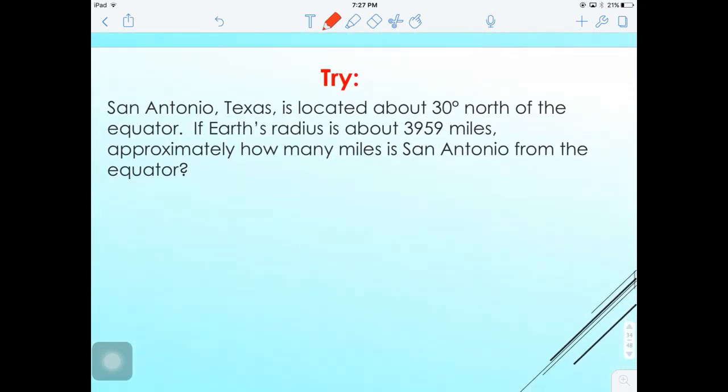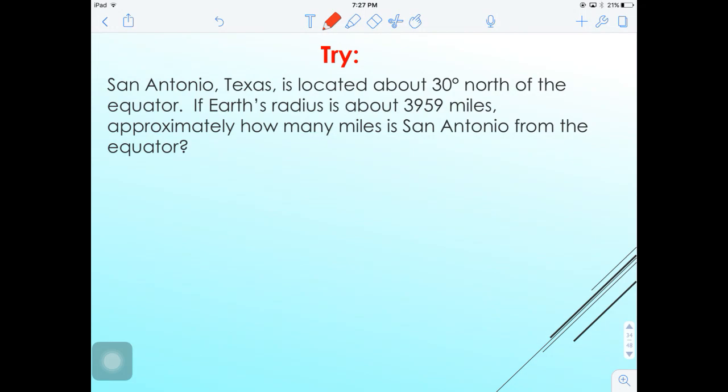Let's take a look at another one. San Antonio, Texas is located about 30 degrees north of the equator. If Earth's radius is about 3,959 miles, approximately how many miles is San Antonio from the equator?